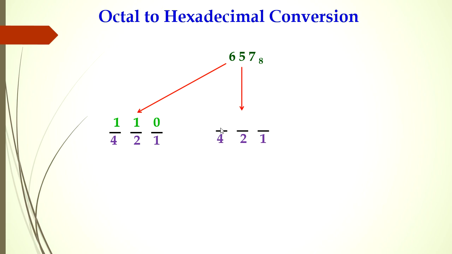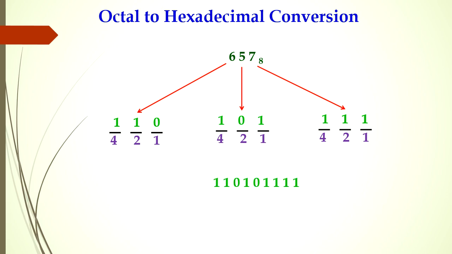For the next digit we follow the same procedure. To get 5 we place 1 in the bit position 4 and 1 here, so it will be 101. And for 7 we place 1 in all 3 bit positions, which will be 111. So now this value will be 110, 101 and 111 to the base of 2. Now we have to convert this binary number to its hexadecimal equivalent.